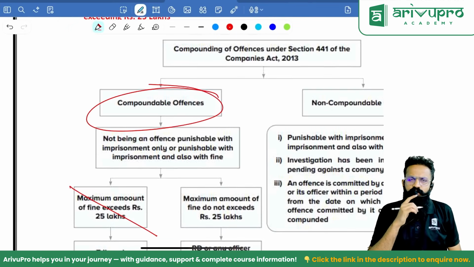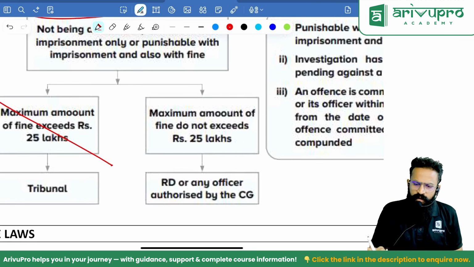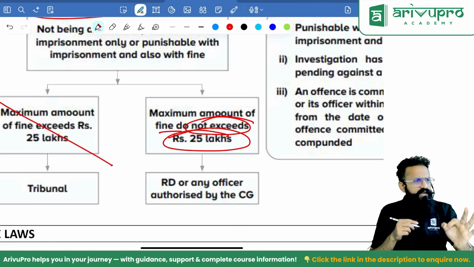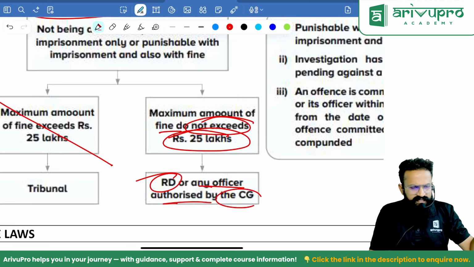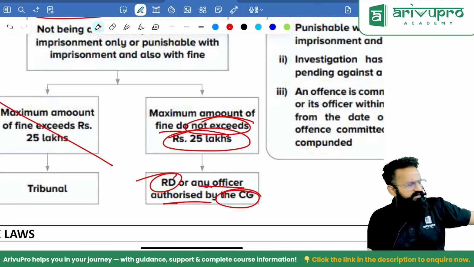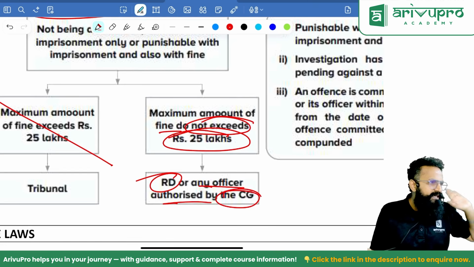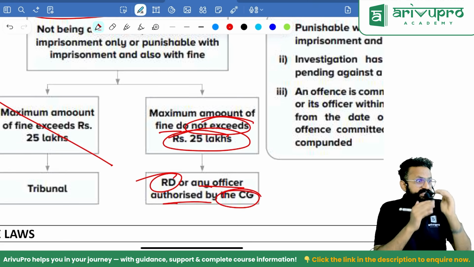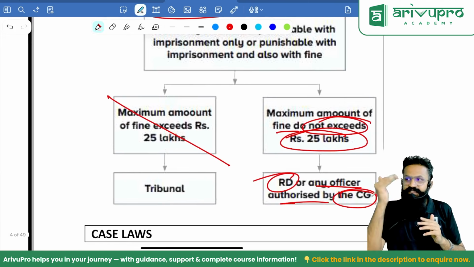When you come for compounding of offences, who can compound the offence? Our book says if the maximum amount of fine does not exceed 25 lakh rupees, meaning up to 25 lakh, I will come to the RD or any other officer authorized by the central government of that same level. If it is up to 25 lakh rupees, I'll go here. Sir, what if the amount exceeds 25 lakh rupees?